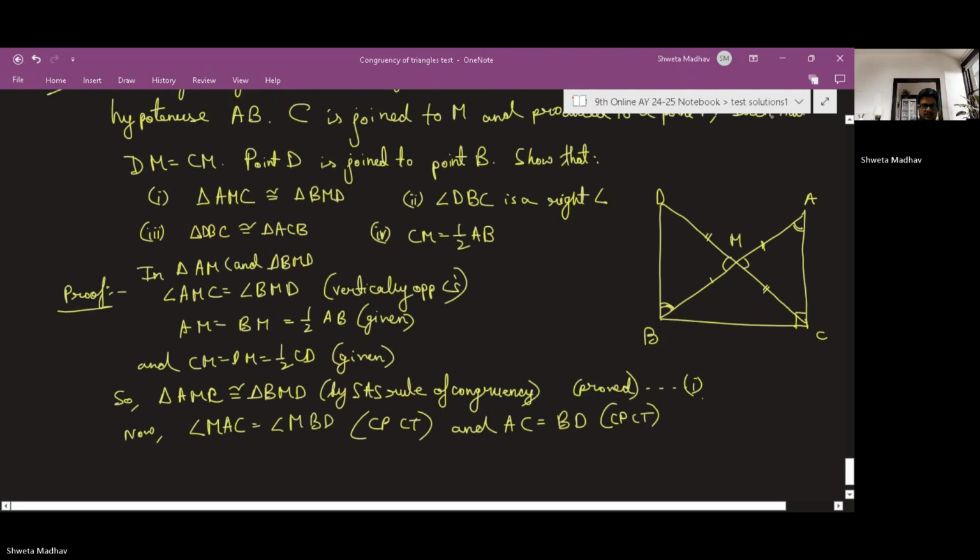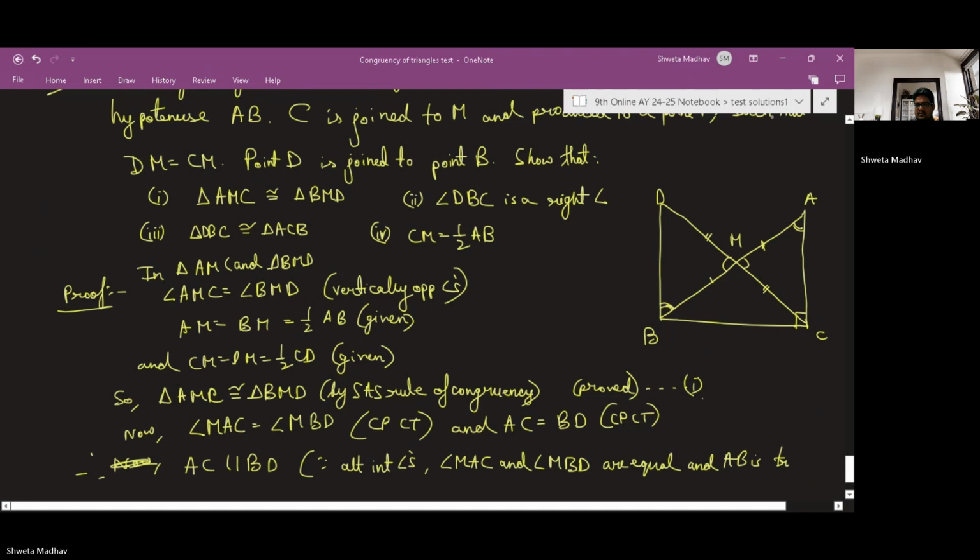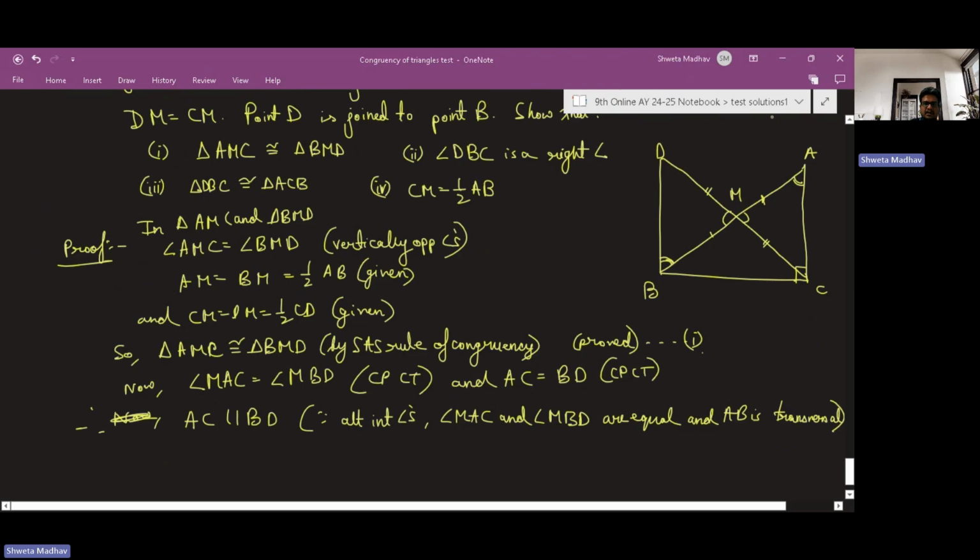So now here we can see that angle MAC is equal to angle MBD. So therefore we can say that AC is parallel to BD, since the alternate interior angles, which are angle MAC and angle MBD, are equal, and obviously AB is the transversal. So hence AC is parallel to BD.